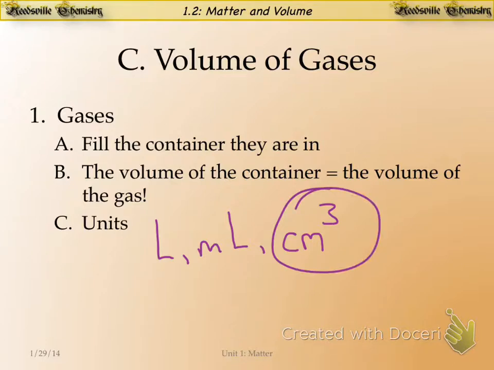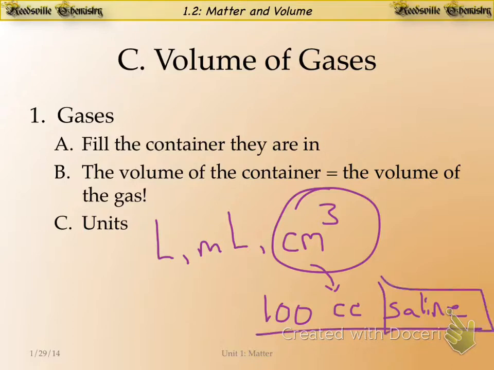You use cubic centimeters if you've got a box or a cylinder or something, and you know the volume of the cylinder in cubic centimeters, that's how much gas you have. By the way, cubic centimeters, you often hear that in the medical field as cc. So if you need 100 cc's of saline, that's a common IV drip to get electrolytes back into the system if you're dehydrated. So cc's, centimeters cubed.